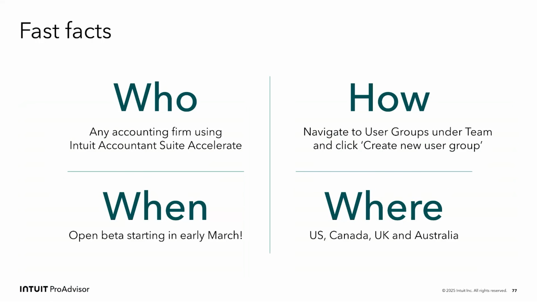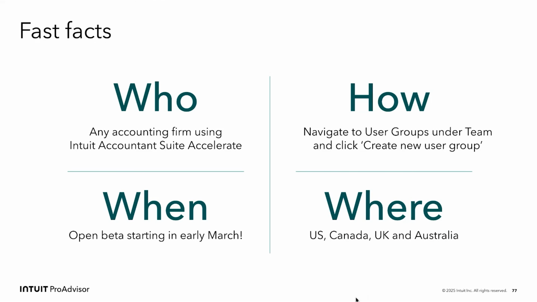Now I'm going to cover some quick facts about this feature. As I mentioned, it is going to be available for our users in Intuit Accountant Suite in the Accelerate tier. If you want to use it, starting March, you can go to Intuit Accountant Suite, click on the Teams tab, and within that you will find user groups. We are hoping to open it for beta testing in early March, and it will be available for our users across US, Canada, UK, and Australia.